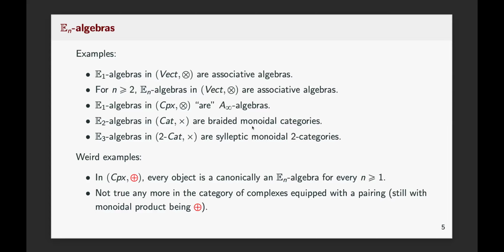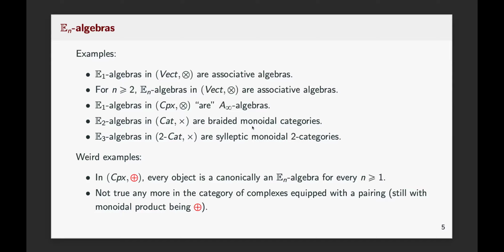There are a bunch of weird examples I want to talk about. So in complexes or vector spaces, with the direct sum as tensor product, as monoidal product, every object is canonically an E_n algebra for every n. It's just because every object is a commutative monoid for the plus operation.